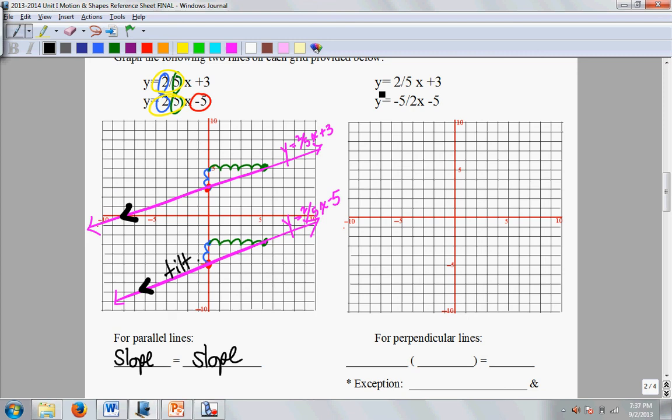Okay, so for this one, we're going to graph y equals 2/5 x plus 3. We already did that, so we're just going to copy this line here, 3, 1, 2, 3. And our rise is 2, our run is 5. So we rise 2, 1, 2, and we run 5, 1, 2, 3, 4, and 5. And there's our first line.